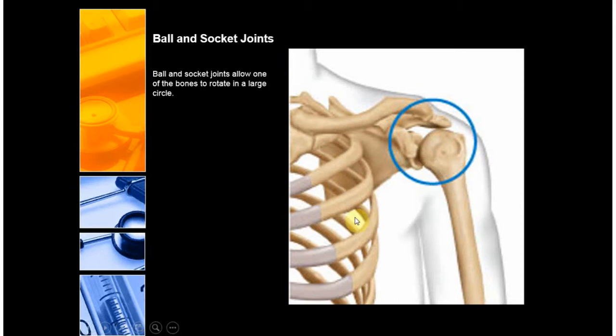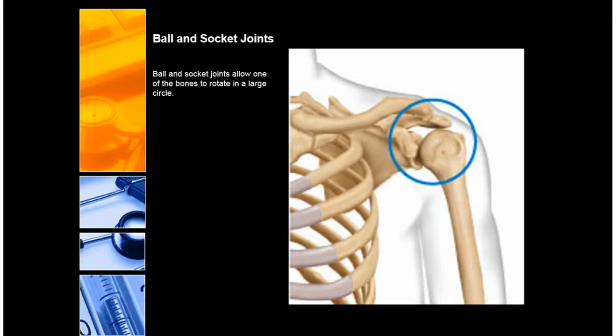First type of joint, very important, ball and socket joint. And the reason why they call it ball and socket is because, for example, here, this is our shoulder joint, and the upper end of this bone, which is called the humerus, looks like a ball, and the part in the shoulder where it attaches kind of looks like a socket that it goes in, and hence the name. Ball and socket joints allow one of the bones to rotate in a large circle.